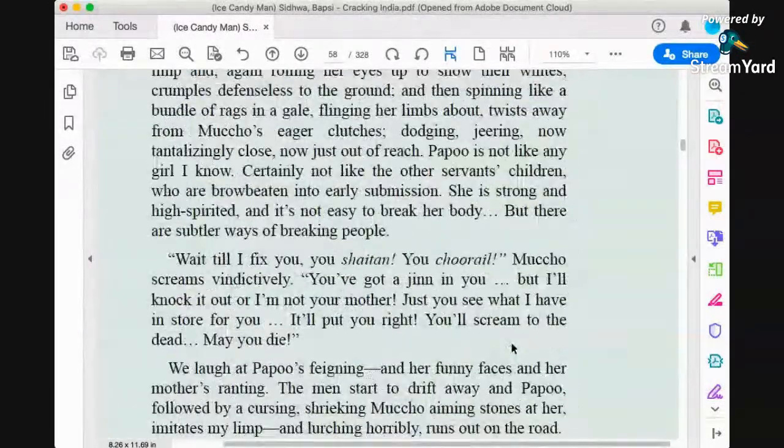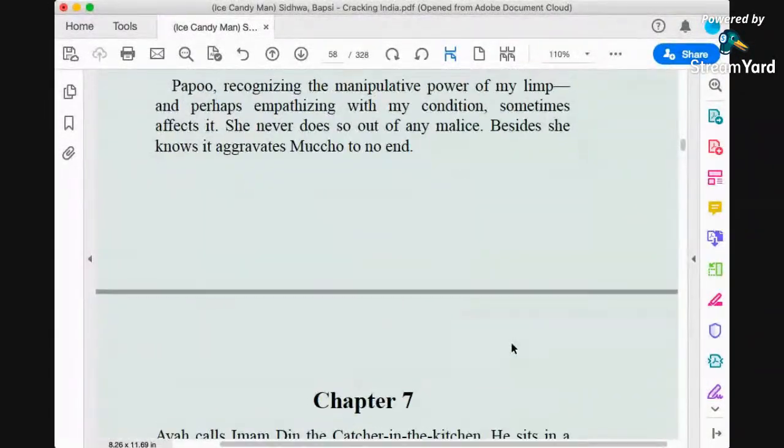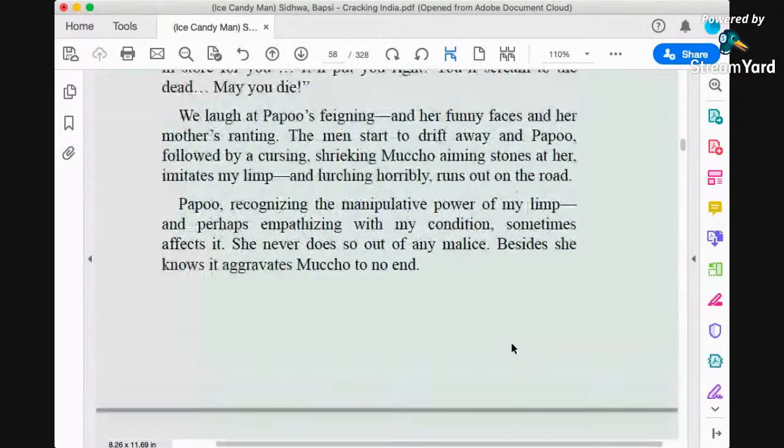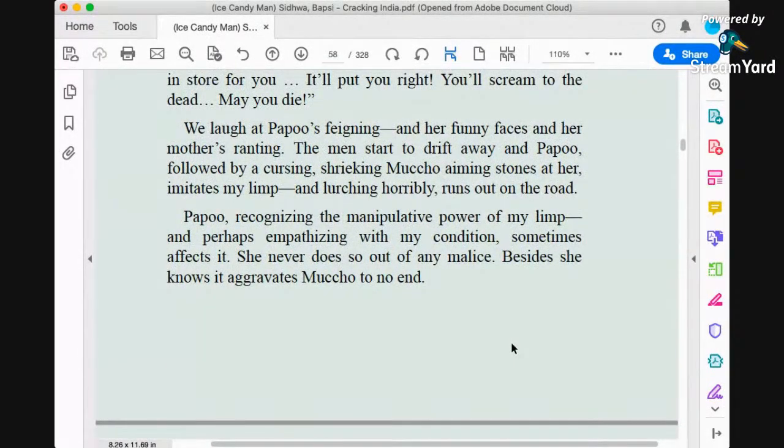So in that way, the whole chapter goes to talk not only about the Parsi people, but also the Punjabi people, the Hindus, and the other people in this chapter as well. So this is all about today.